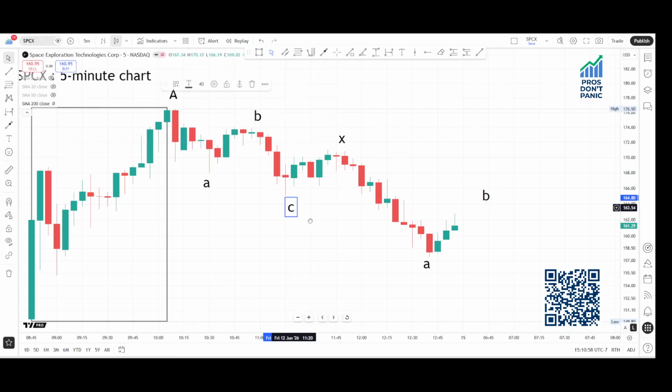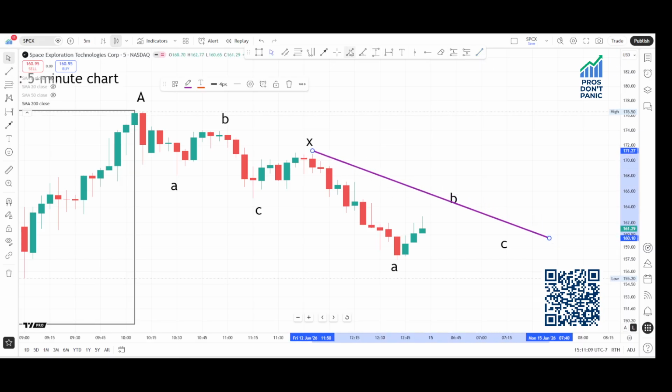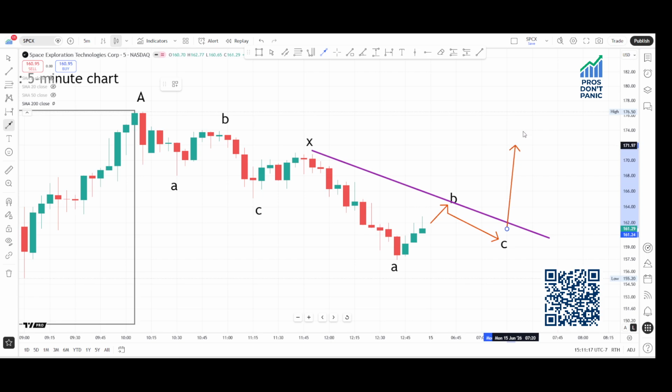We're going to probably get a little small wave C here somewhere. And then you're going to draw your trend line, what we call the 0 to B trend line. So I think the market is probably going to do something like this. It's going to pop, maybe do a little correction, and then you're going to get your follow-on move. That's what I think is really going to happen.